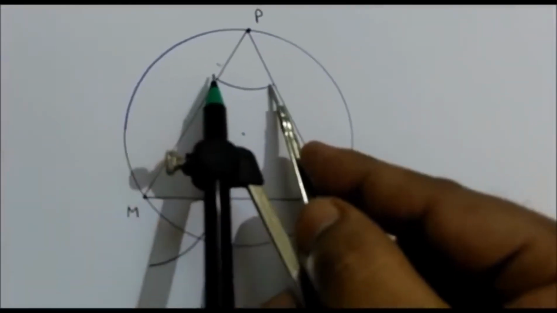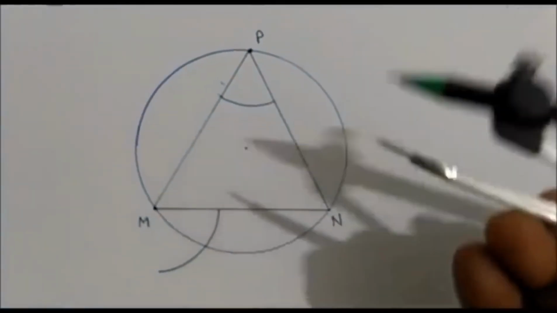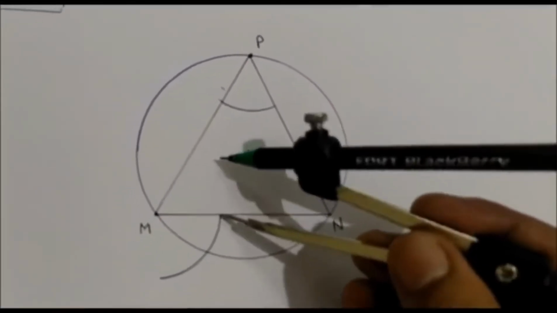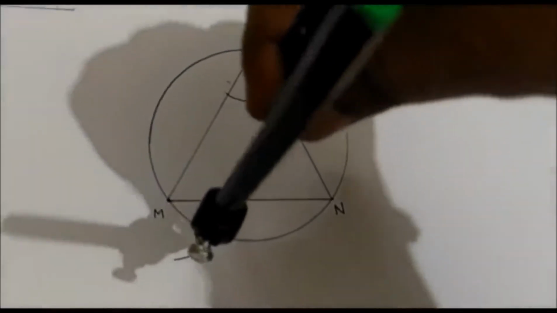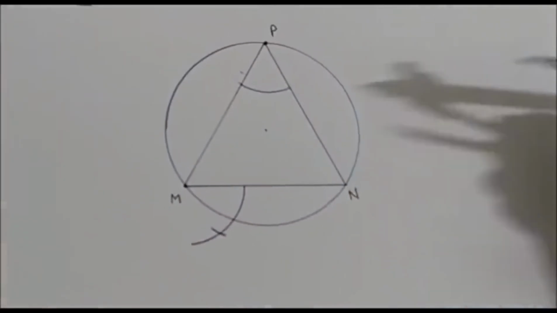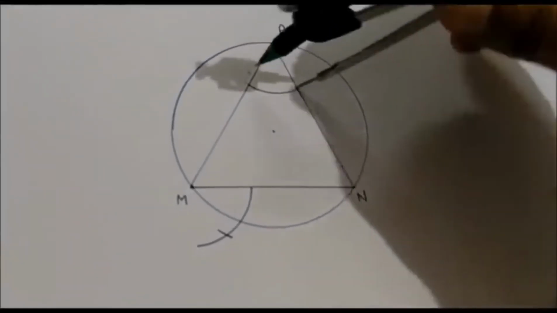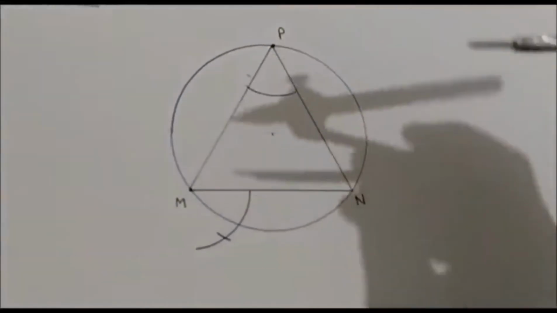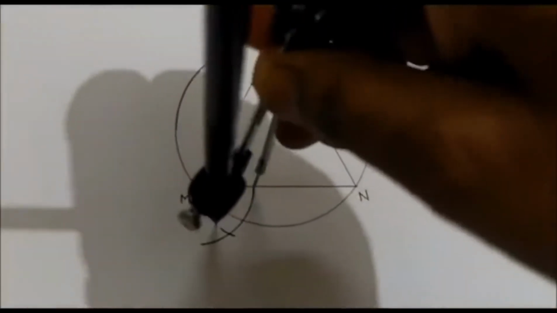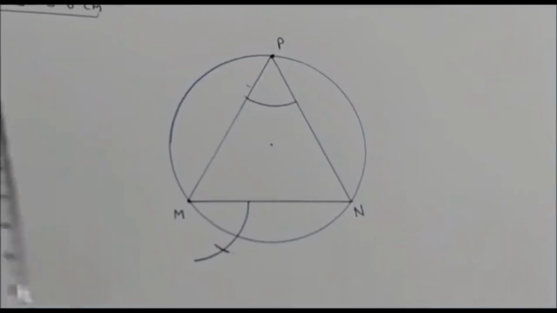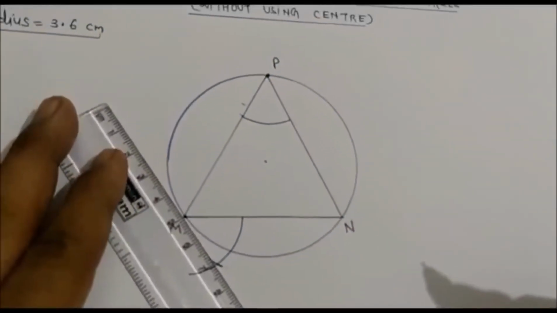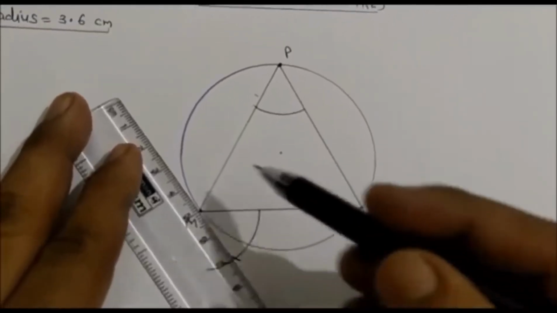Okay, take this distance, and now you have to keep this point on this MN. Keep it here, and you cut an arc on the previous arc. I repeat, take this distance. Now the rounder will be on this point and cut an arc with the distance. After that, join this point M with this arc.